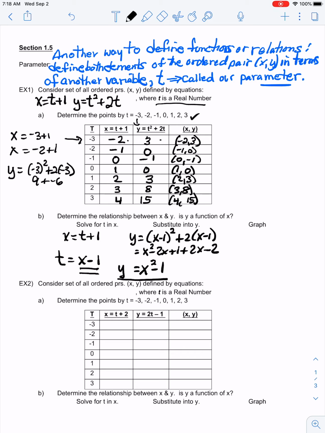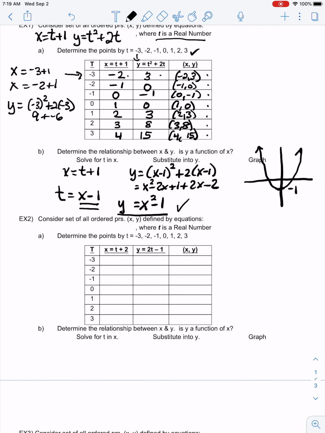Okay, so then if you plug this in your calculator and generate a graph, okay, you're going to have a parabola that's down 1, and it opens up. Okay, so if you check these points down here that we've generated, it in fact will satisfy our function. Okay? All right, so next we have a second example.